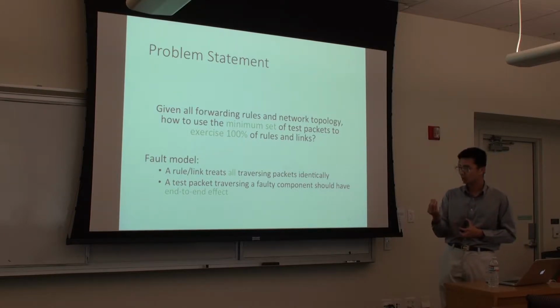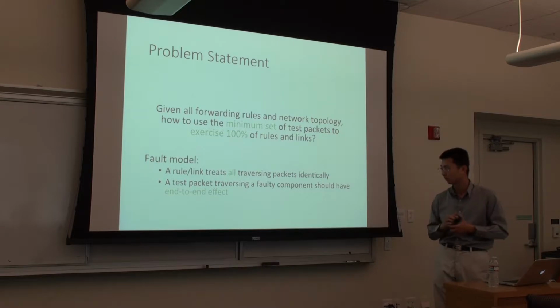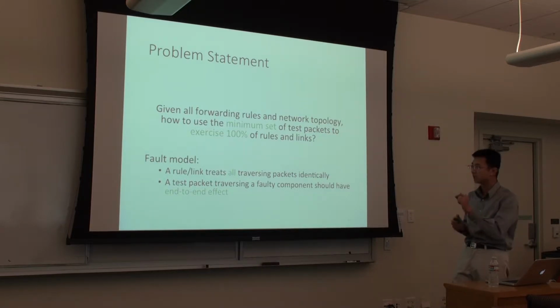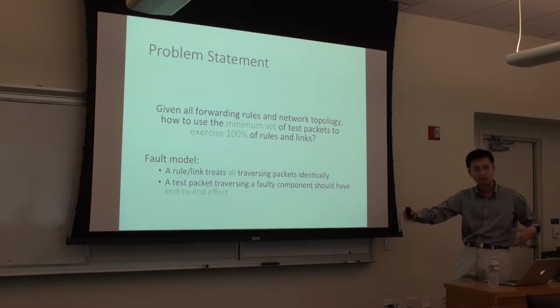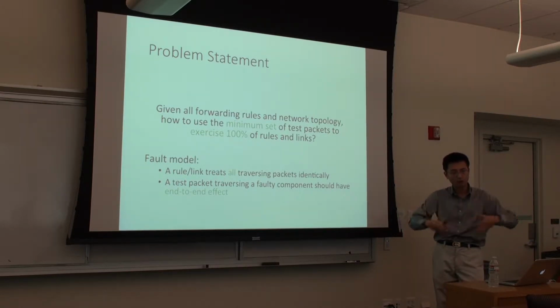A rule or link will treat all traversing packets identically, so that we only need one packet, or one kind of packet, to exercise that link or rule to understand whether it's working or not. And the second assumption is a test packet traversing a faulty component should have some end-to-end effect, so that we can synthesize all the testing results and then pinpoint the faulty spot.